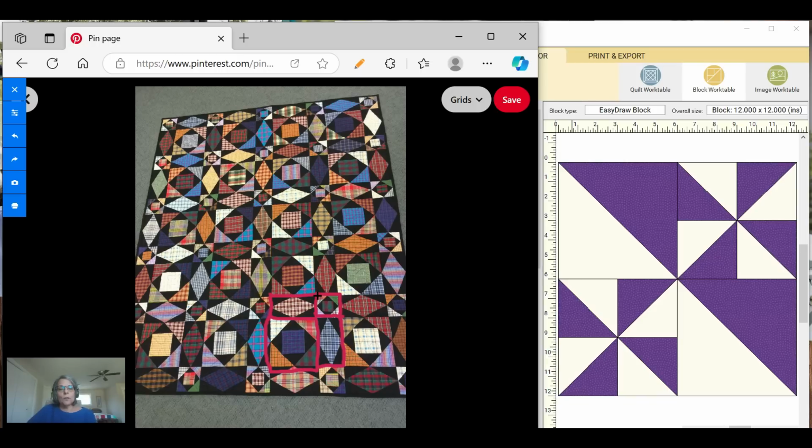So I won't put this in Electric Quilt, but I just wanted to show you how you can look at this quilt that looks so hard and difficult to do, and it only boils down to 3 different units. So that's all I wanted to show you on that one.